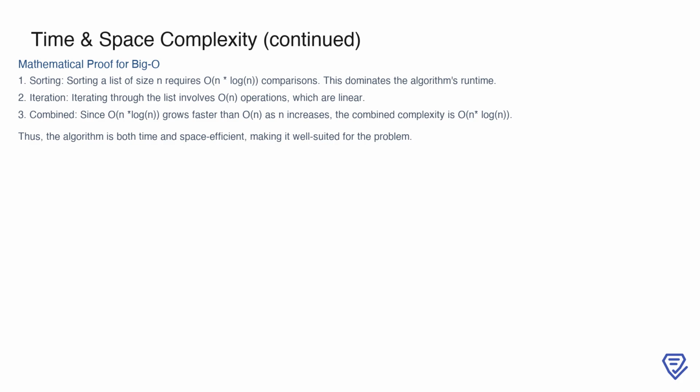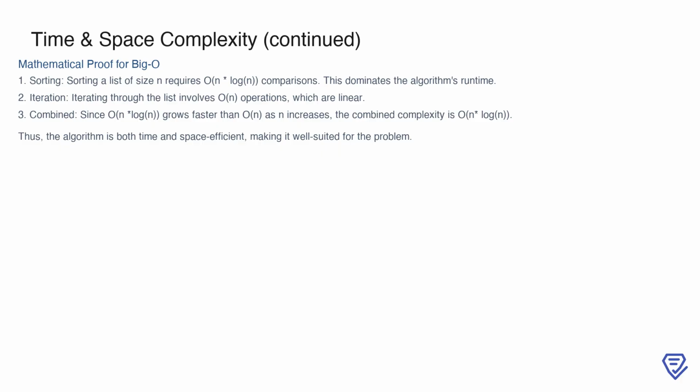Finally, let's solidify our understanding with a mathematical proof for the big O analysis. Sorting a list of size n requires n log n comparisons, and this dominates the runtime of our algorithm. After sorting, the iteration step involves a linear pass through the input, contributing O(n). When we combine these complexities, the overall time complexity becomes O(n log n + n).